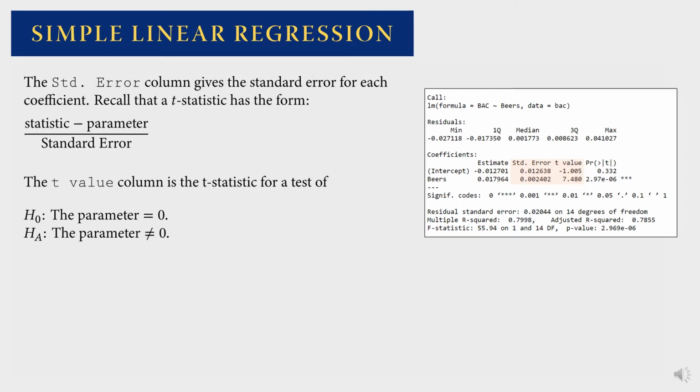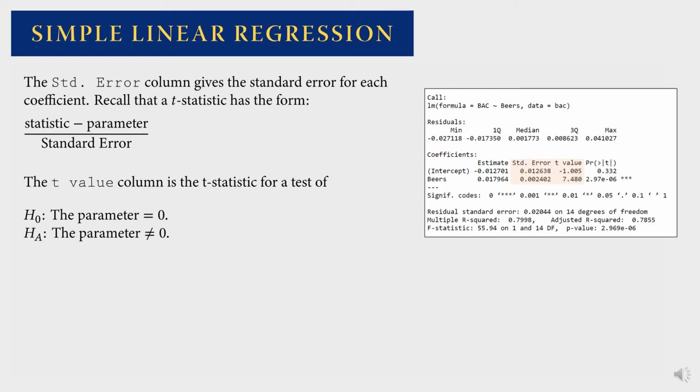It calculates a standard error for each estimate. And we don't need to get into the formula for that, but recall that a t-statistic is of the form statistic minus parameter divided by the standard error. We can use this standard error column to compute a t-statistic. The t-value column gives you the t-statistic under the null hypothesis that the parameter equals 0.